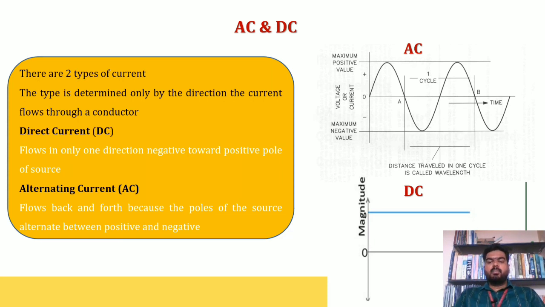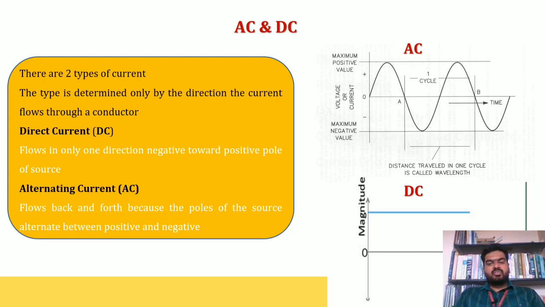But in the case of DC, it's a direct current, there won't be any fluctuation, there is no alteration between positive and negative. So it is a straight line. If you see the graph, you can see the straight line. That's why it's called direct current. Direct current flows in only one direction, but alternating current flows in both directions. So that is the difference between AC and DC.